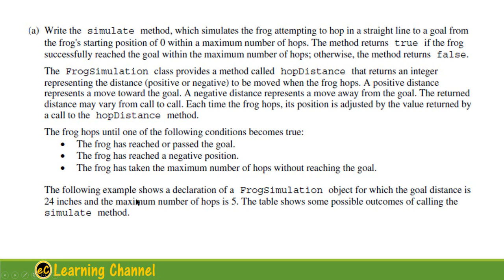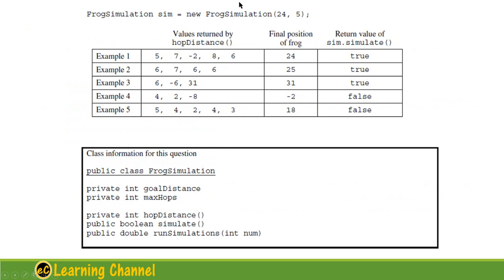The following example shows a declaration of a frog simulation object, where the goal distance is 24 inches and the maximum number of hops is 5. So let's look at it. The constructor creates a frog simulation object of 24, that's the goal line distance, and the number of hops of 5 allowed.